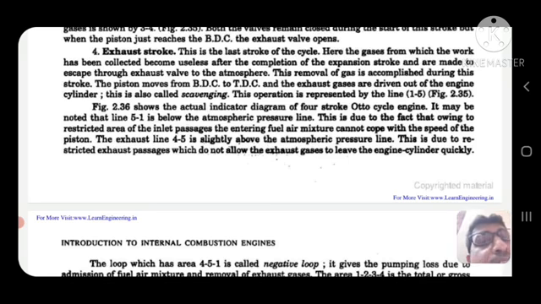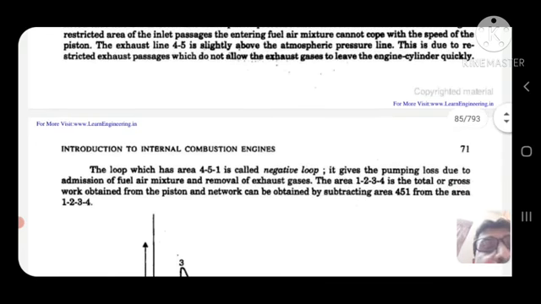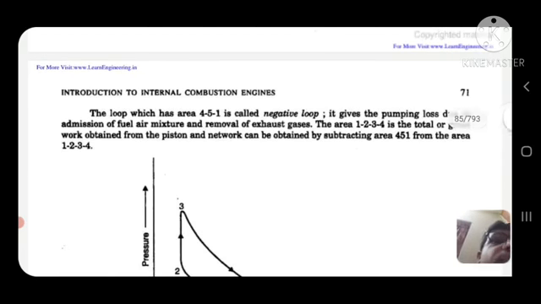This operation is represented by the line. The figure shows the actual indicator diagram of the 4-stroke Otto cycle engine. It may be noted that the line 5-1 is below the atmospheric pressure line. This is due to the fact that, owing to the restricted area of the inlet passage, the entering fuel air mixture cannot cope with the speed of the piston. The exhaust line 4-5 is slightly above the atmospheric pressure line. This is due to the restricted exhaust passages.